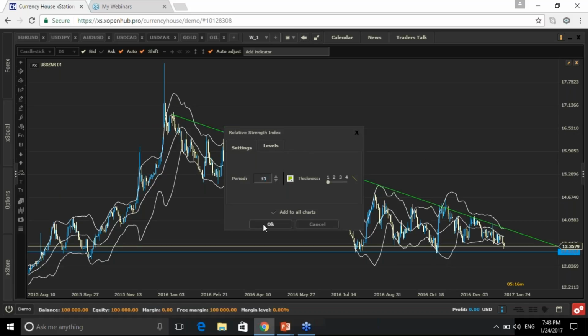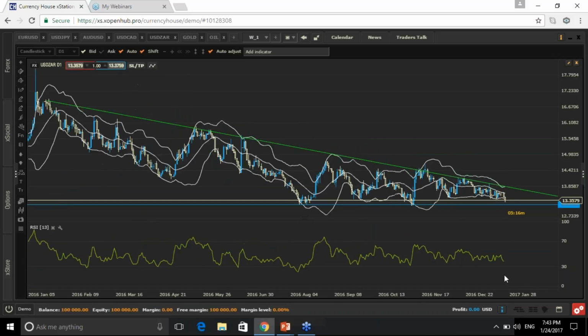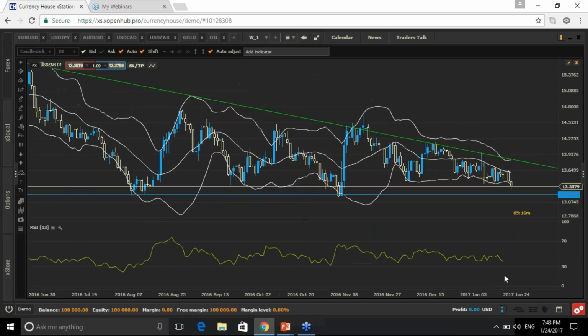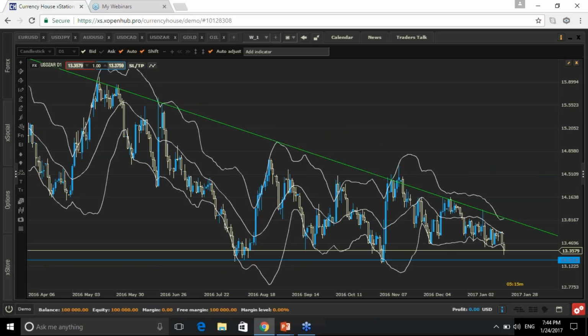13 is the period. Well, it's definitely showing us that we are in the downtrend, and we are rather far from the oversold level, so it means that there is room for the price to go down more. But again, you have to keep your eyes on the fundamental analysis.